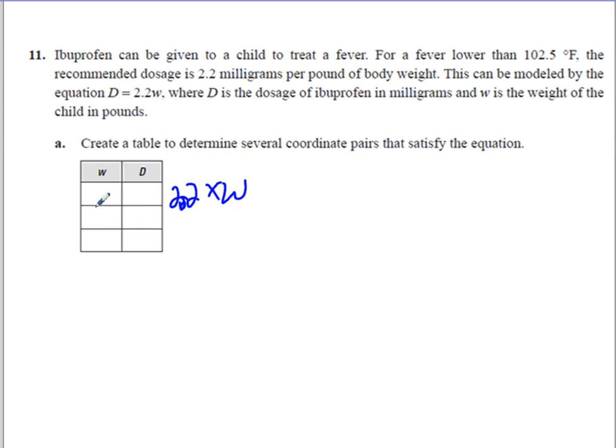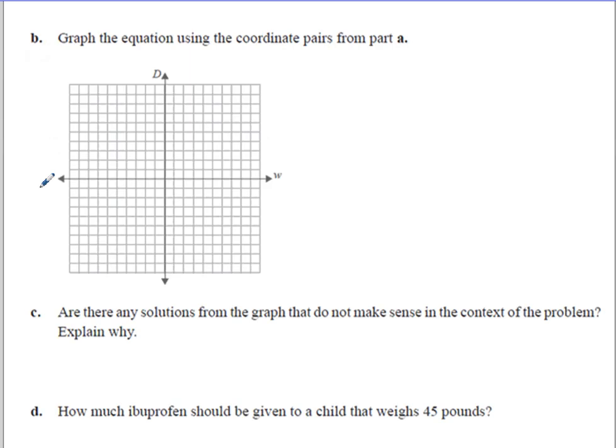So I started with a 10-pound child, and then 15, and then 30. If we do 2.2 times 10, we'll get 22. 2.2 times 15 will give us 33. And 2.2 times 30 will give us 66. And all of those are in milligrams for ibuprofen. So now we need to graph it.